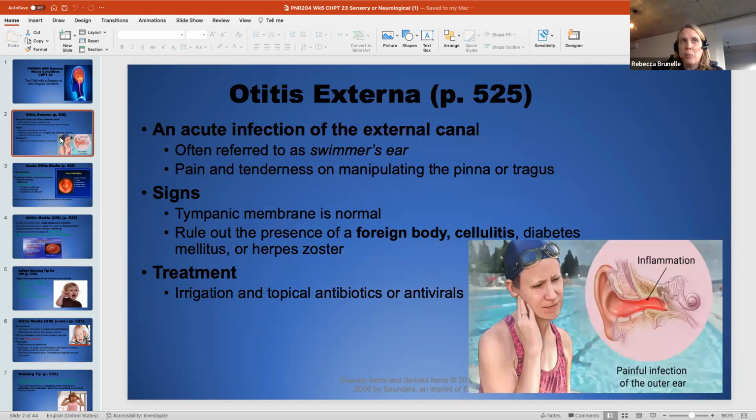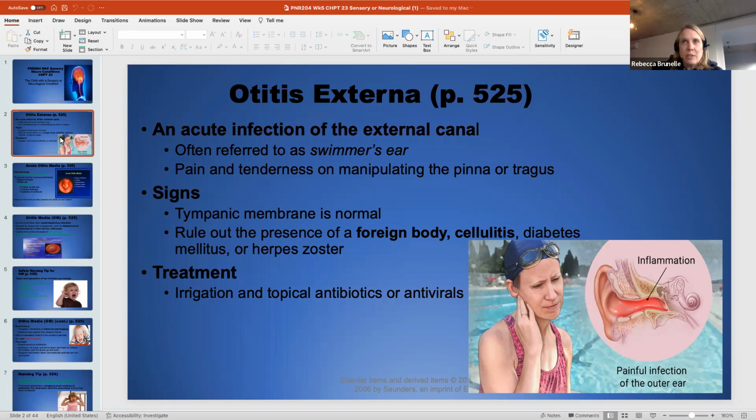So within this category of sensory and neuro, we have included otitis conditions, both otitis media and otitis externa. So otitis externa is just an infection of the ear canal. It's also known as swimmer's ear. So otitis media is deeper, on the other side of the tympanic membrane, so into the middle of the ear. And otitis externa is literally just the ear canal.